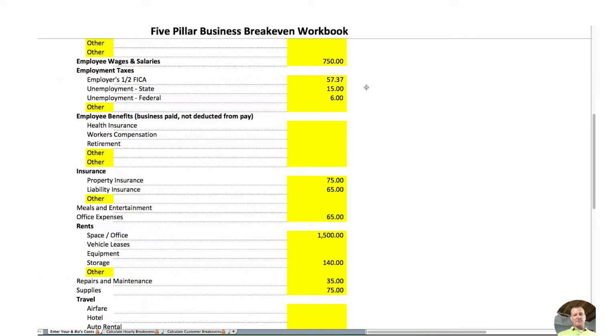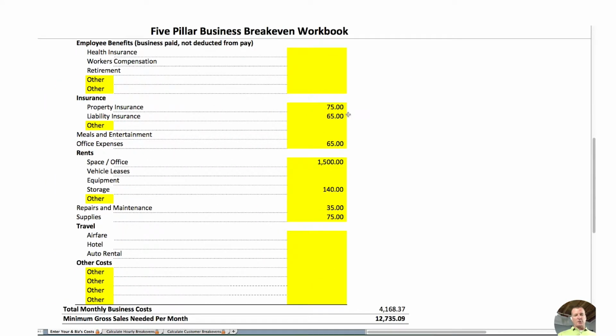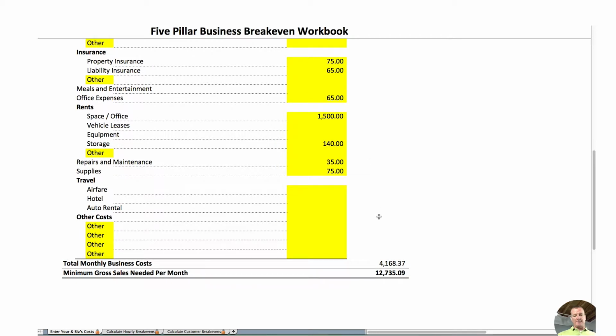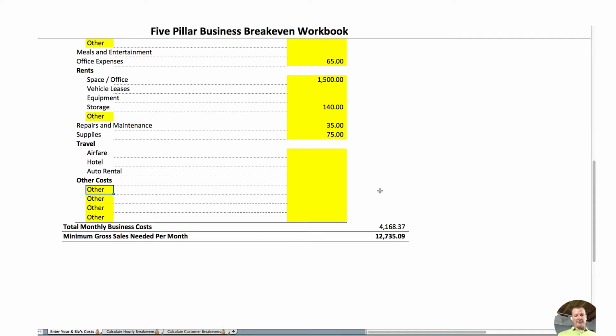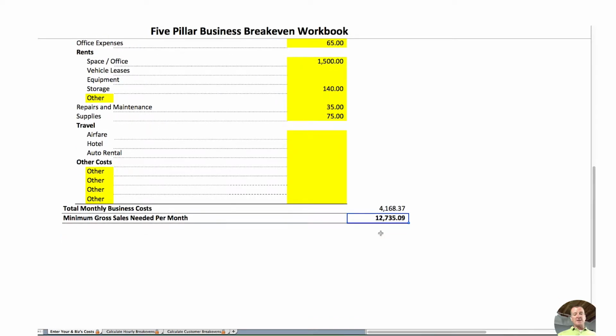And here you have the employees section. Just scroll down, and you'll see wherever it's highlighted yellow. I pre-filled most of this, but wherever there's an other line, you can enter whatever other costs you may have that I did not include in the worksheet itself. As you can see here, the expenses for this particular business total $4,168. The grand total your business needs to generate per month to pay both your and its bills is $12,735.09.